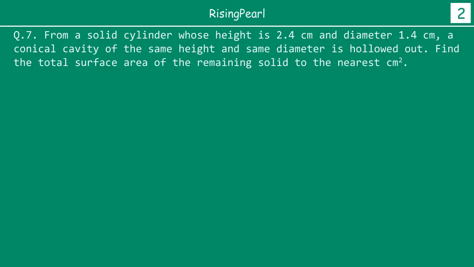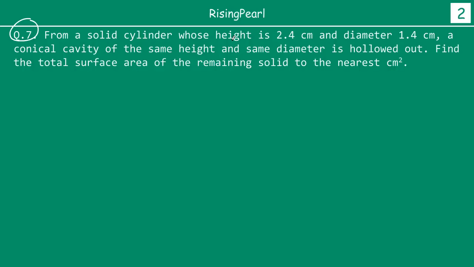Let's take a look at question number 7. We are using a running total because this is part 5. From part 1 we started looking at different questions, so we are continuing with the same running count. So let's read the question.